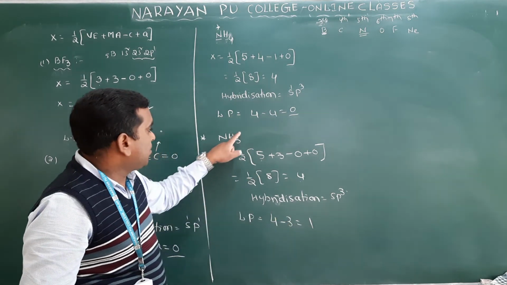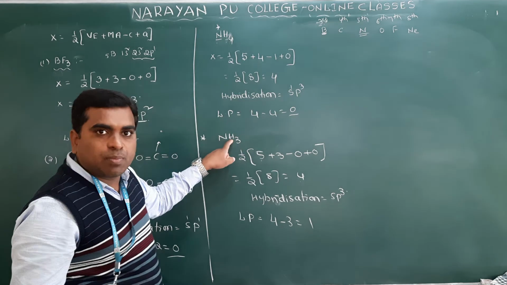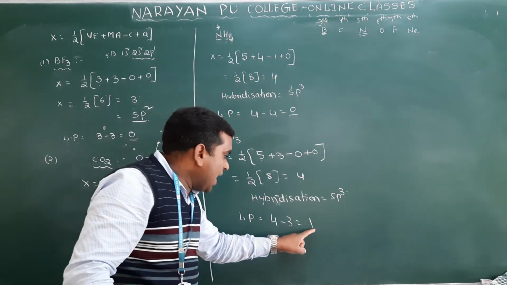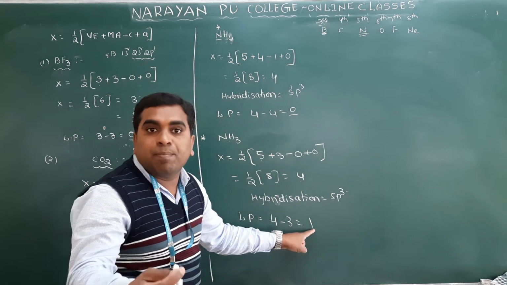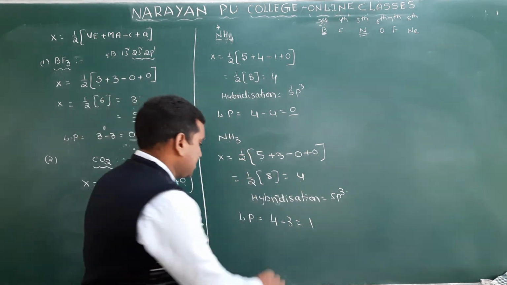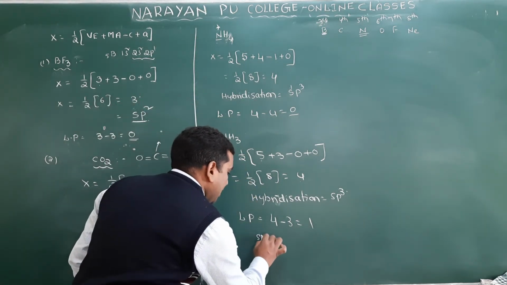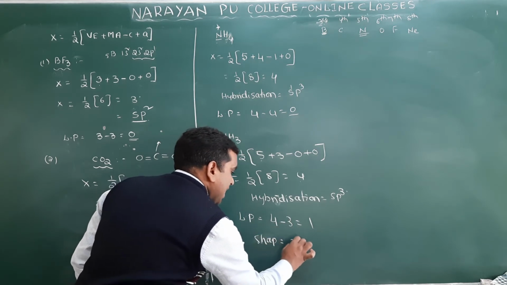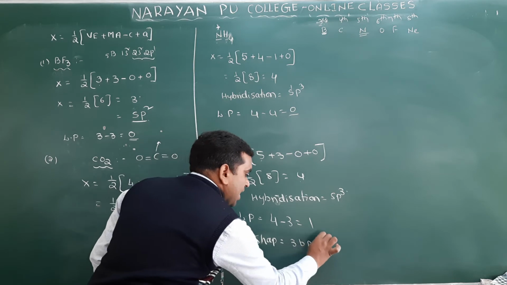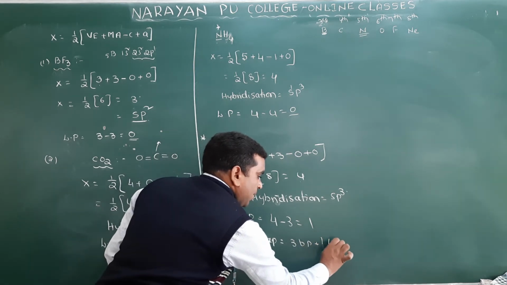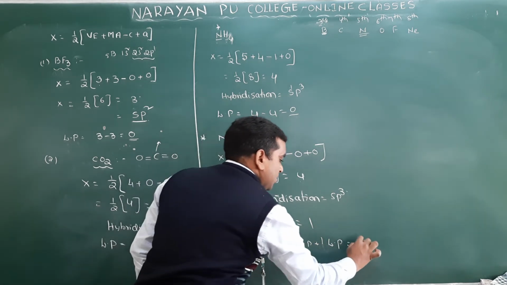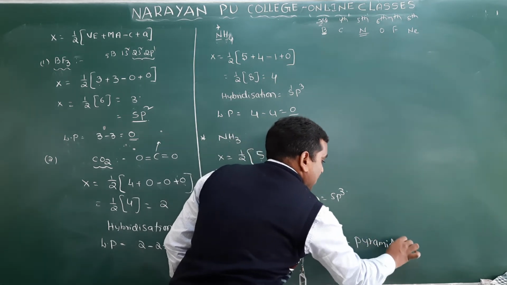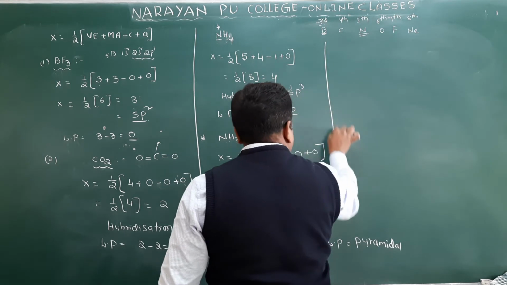How many bonds are there here? 3 bonds. Nitrogen is forming 3 bonds. 3 bonds means it is a bond pair. 3 bond pairs and 1 lone pair. What is the shape? Pyramidal shape. So what is the shape of this molecule here? You already know that. If it is having 3 bond pairs and 1 lone pair, then what is the shape? Shape is equal to pyramidal. So in the same way, I have taken here.